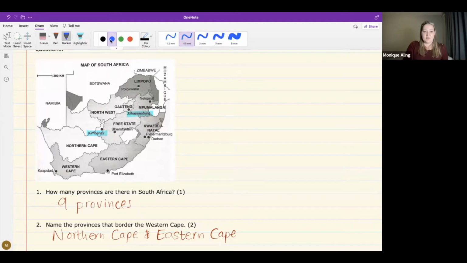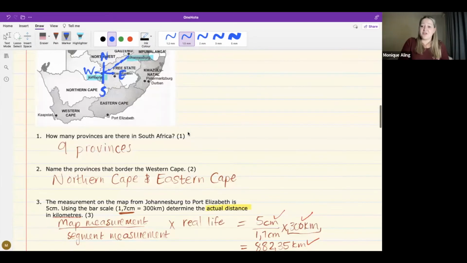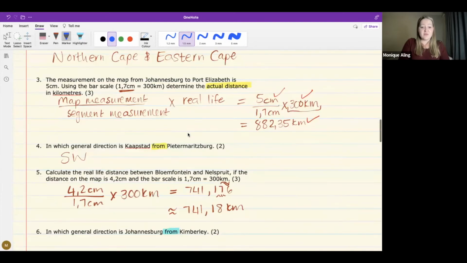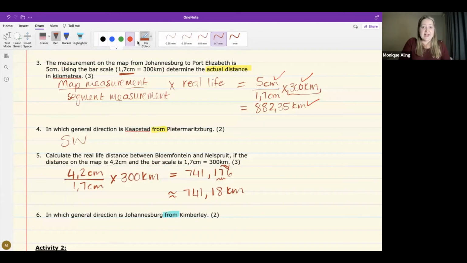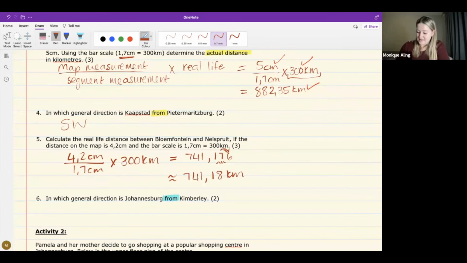Yes, northeast. So when in doubt, you can draw your little compass, northeast, southwest, and Johannesburg is in this general direction, northeast. Well done. Okay, so looks like we can handle bar scale, which is great. We know how to do compass direction now. Let's have a look at another type of map.